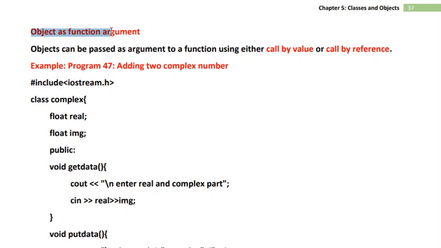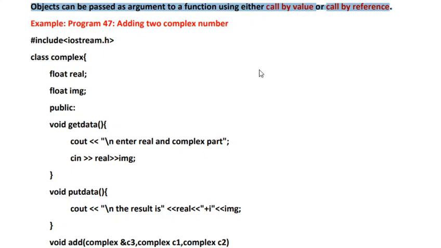So in today's class, we learn about passing objects as function arguments. An object can be passed as an argument to a particular function, either using call by value or call by reference. So just listen to me carefully. Objects can be passed as an argument to a function using call by value or call by reference. Let us try to understand it with the help of an example.